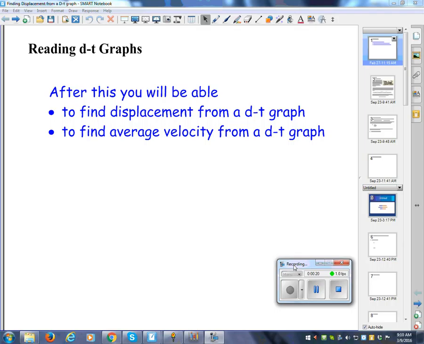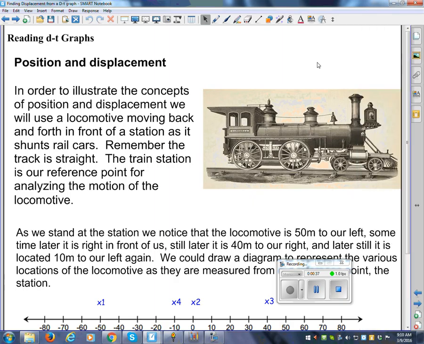DT graph. For sure, I'm thinking you did the first one in grade 10, probably about half of you, depending on who you had and how far you got. I'm guessing the second bullet point here, finding average velocity, will likely be new to you. But good news is, it's easy. You already have the skills, you just don't know it. Okay, so you should have the handout with the train.